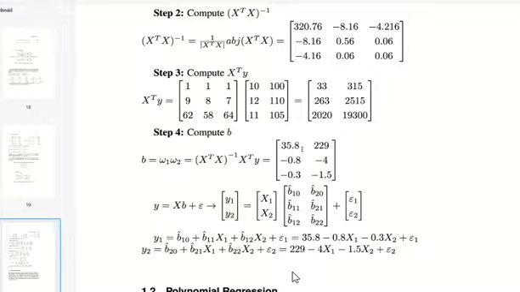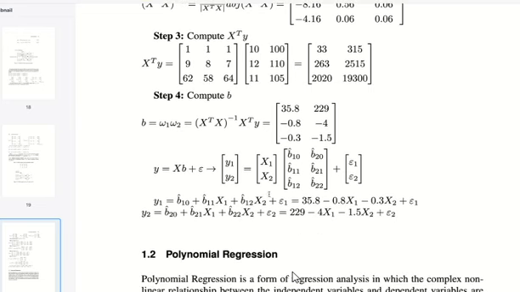So B10 will be 35.8, B11 will be minus 0.8, B12 will be minus 0.3. Similarly, B20 will be 29, B21 will be minus 4, B22 will be minus 1.5. So very simply, without going for a complex formula, we can find the weights, and after having these weights, we can put them in this formula. Now we know the value of omega 10.